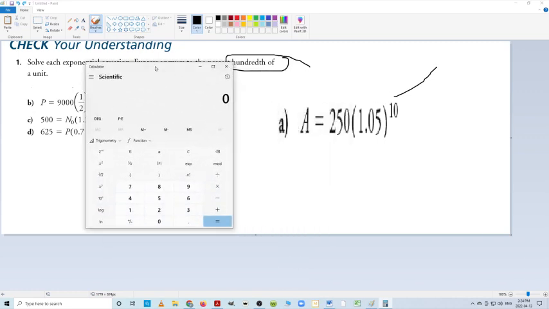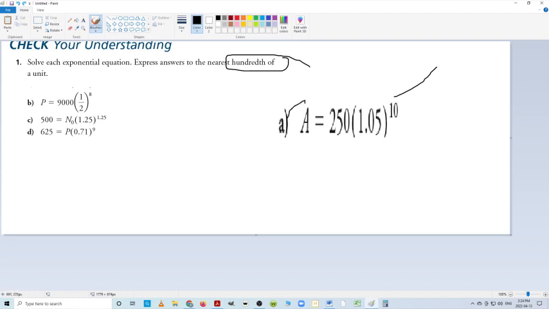And what is going on in A? If I had to guess, it's a $250 investment that has a 5% growth every compounding period. So that could be every year. And let's say if it's every year, after 10 years, what is that worth? So the answer I just had on the calculator is what it's worth.